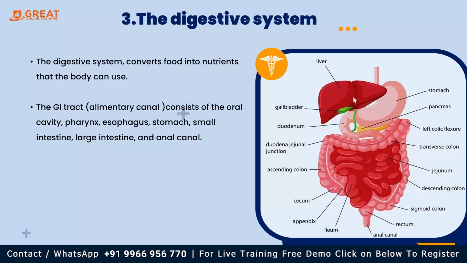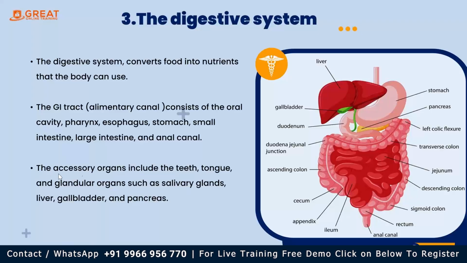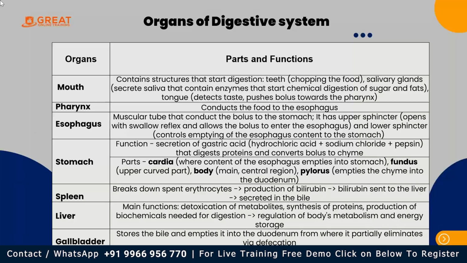Other organs present in the digestive system are called accessory organs. The accessory organs include teeth, tongue, and glandular organs such as the salivary glands, liver, gallbladder, and pancreas. Organs of the body system and their functions: mouth. The mouth contains structures that start digestion.